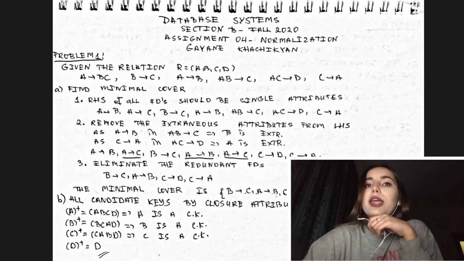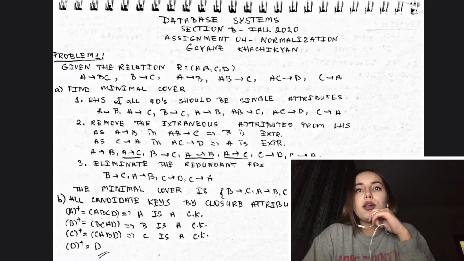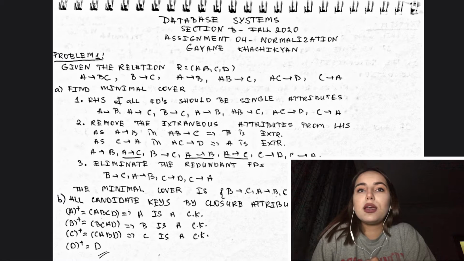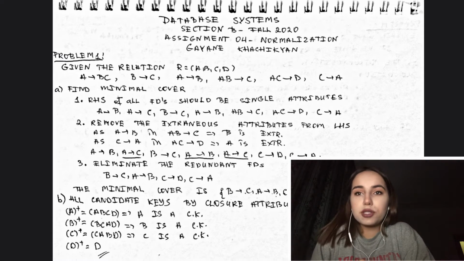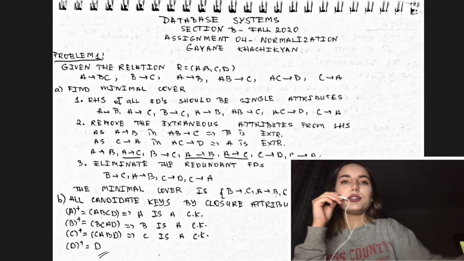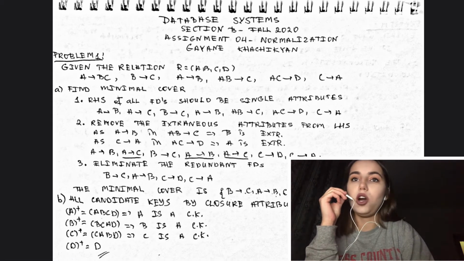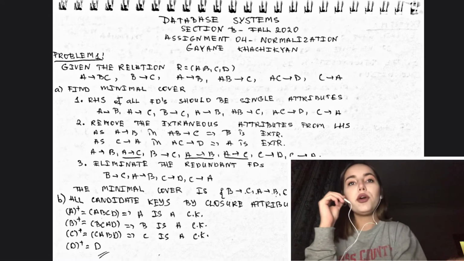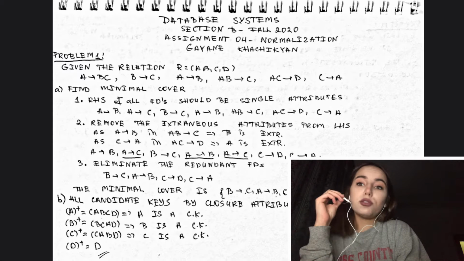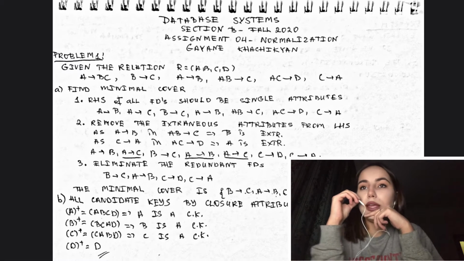So that's that for part A. On part B, we have to find all candidate keys by closure of attributes. As we know, for candidate keys, their closures have to contain all the attributes that are in the initial relation. So for example, A's closure is ABCD, and it contains all the attributes in the initial R. That means A is a candidate key. For B as well, its closure is BCAD, and B is also a candidate key, and C's closure is CABD, and C is a candidate key.